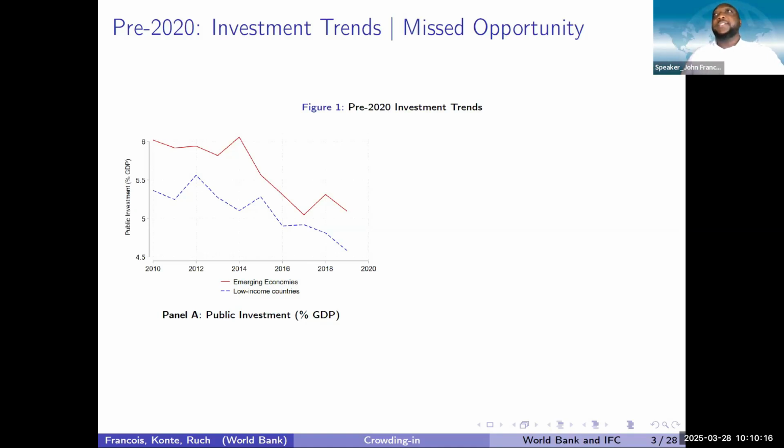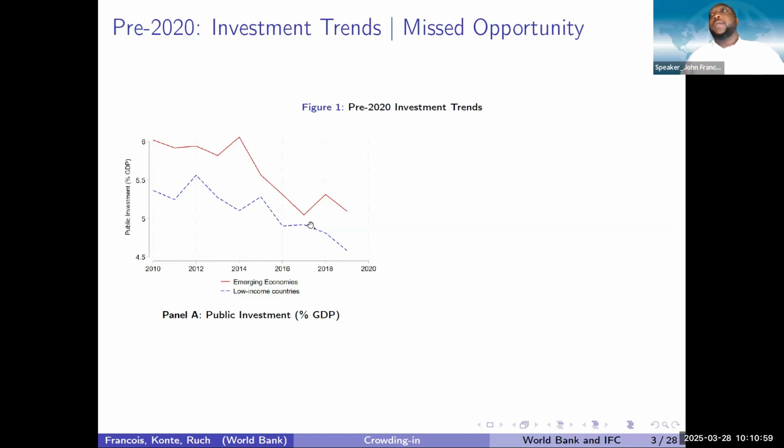But as you can tell from this graph here, panel A, we see that post 2010 up until 2019, there's been a steady decline in the share of public investment in GDP in both emerging economies and low-income countries, right? And you would think that though interest rates are very low, a lot of countries would take the opportunity to borrow a little bit more because it's cheap and to conduct more investment. But I'll also mention a little bit why this was the case, why we saw a decline in the public investment as a share of GDP.